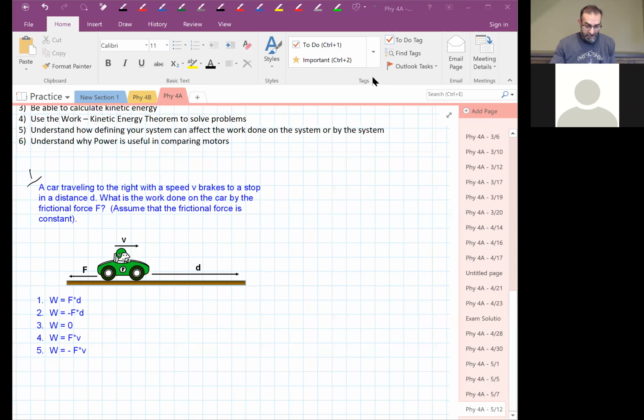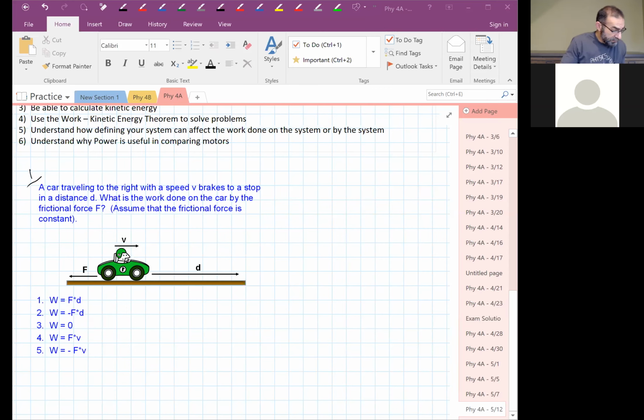Okay, I'm going to stop it now. So almost everybody said force times distance in some way. Some said number one, some said number two. Let's take a look at those. You're leaning in the right direction. That's good.